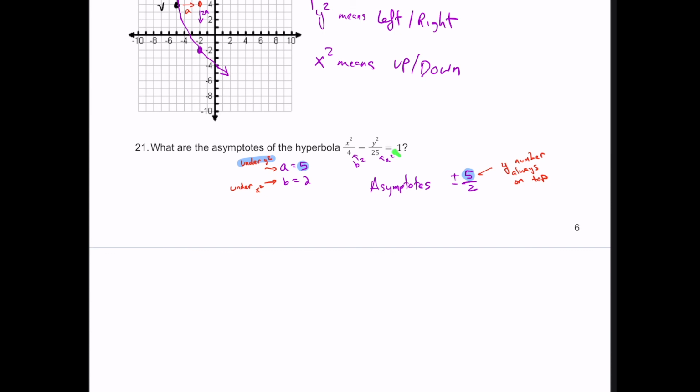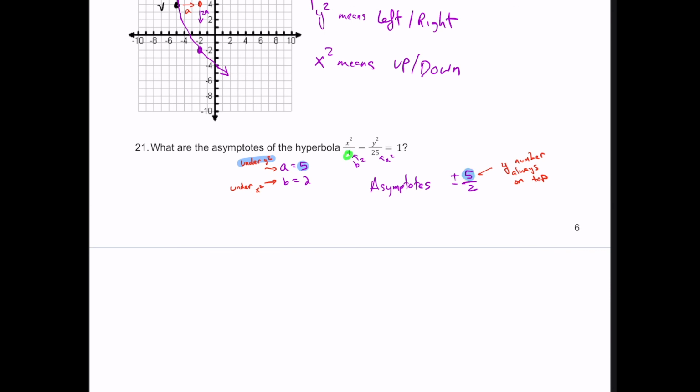I see the bigger number is under the y, so I'm going to call that my a squared. So since the bigger number is under the y, and the bigger number is 25, that's going to be my a squared, so a is going to be 5 when you take the square root. The smaller number is going to be your b here, so that's 2. Now, since a squared is under the y, that means my asymptotes are going to have the a on top.